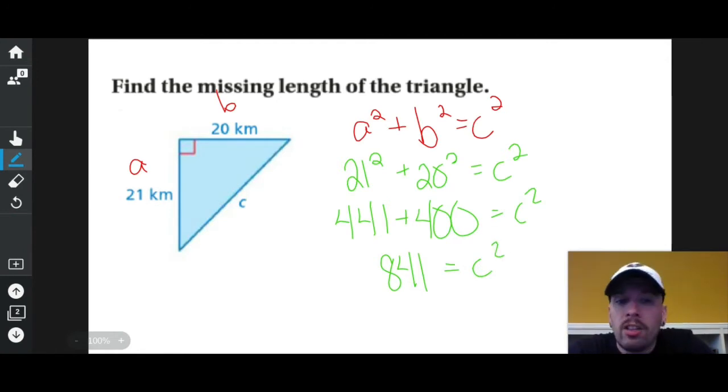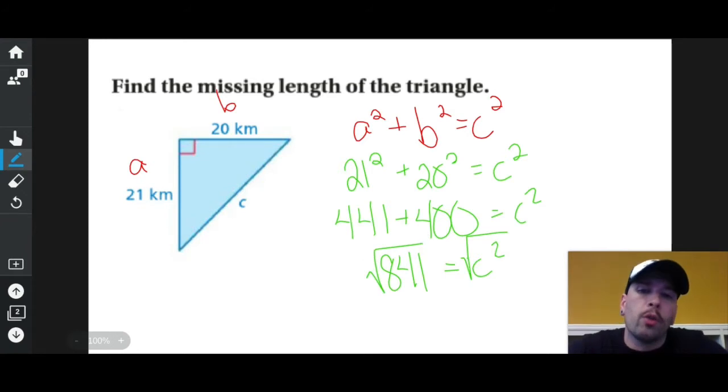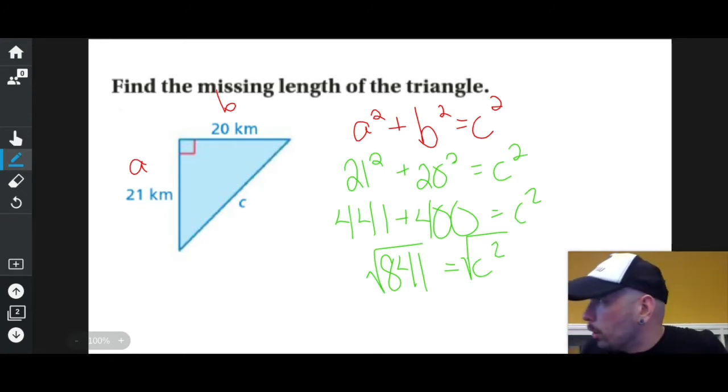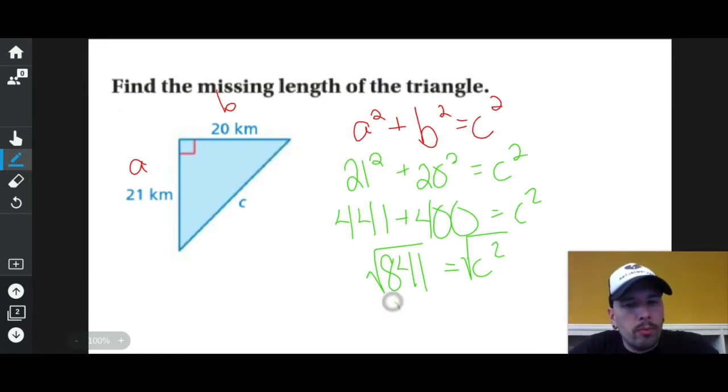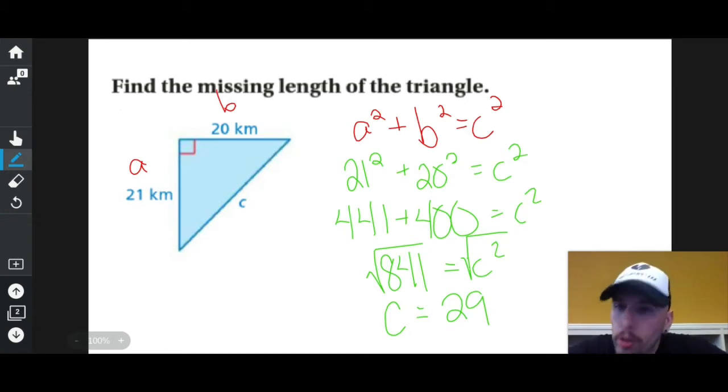Is C all by itself? No. What's in the way? Squared. How do I get rid of the squared? Square root it, of course. What's the square root of 841? The square root of 841 is 29. Oh, on the dot. So my number is 29.